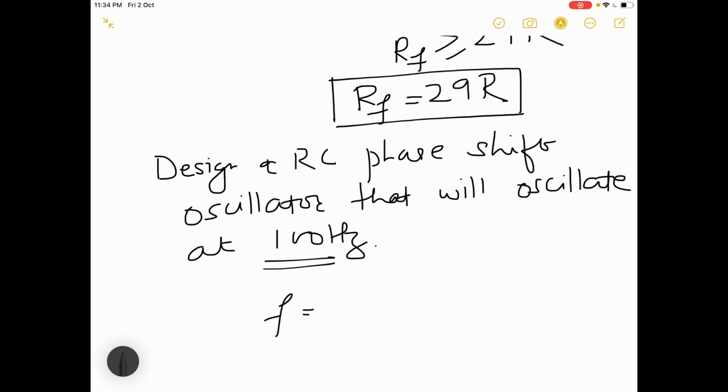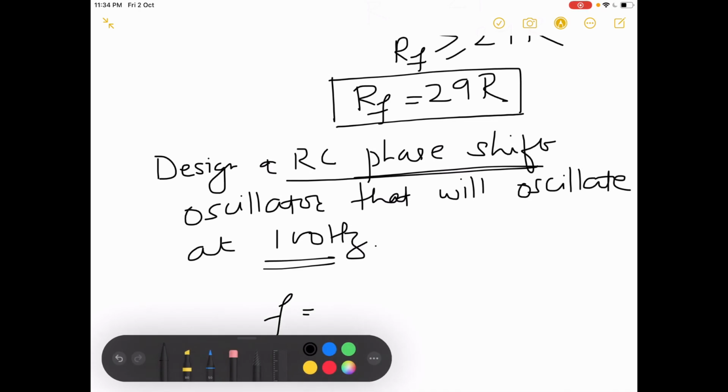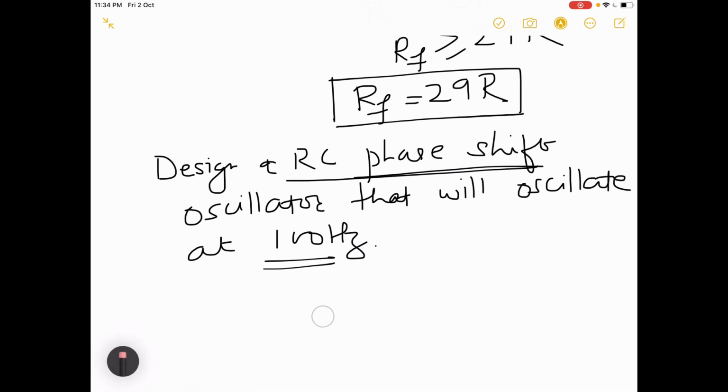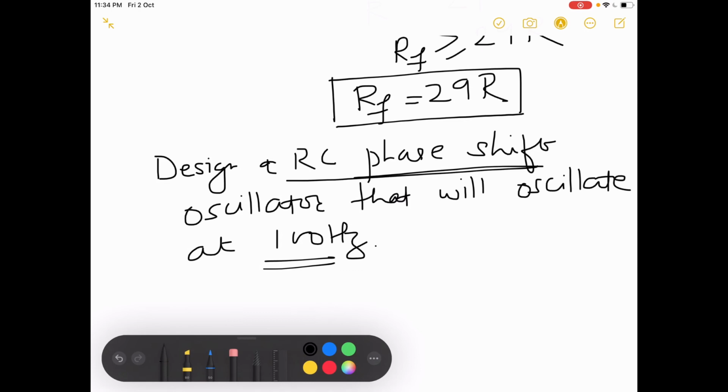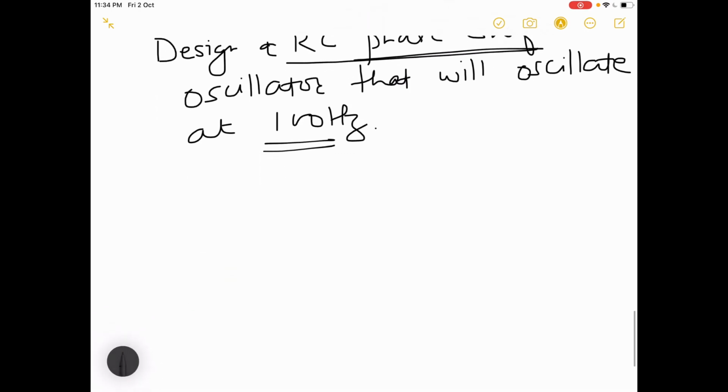And as I told you, while designing any circuit in the op-amps subject, you should first draw the circuit diagram of that circuit, that is, the RC phase shift oscillator asked here. So first you have to draw the circuit diagram and then go for the designing part. From the circuit diagram you will come to know which components we require, which components we have to calculate.